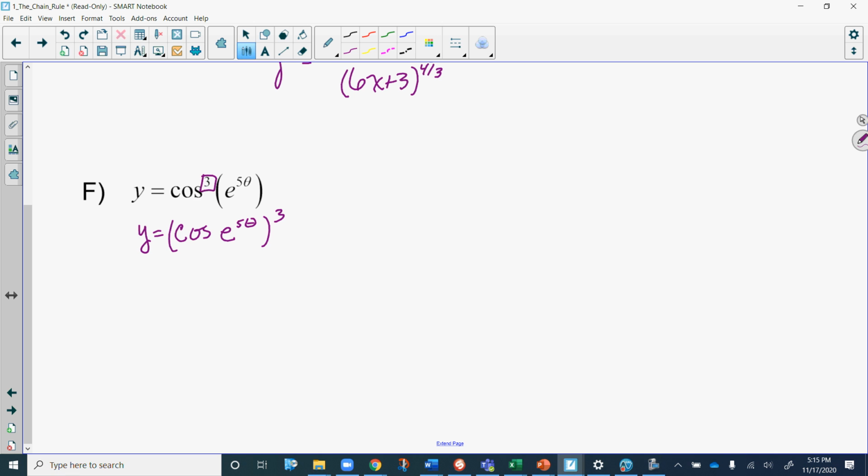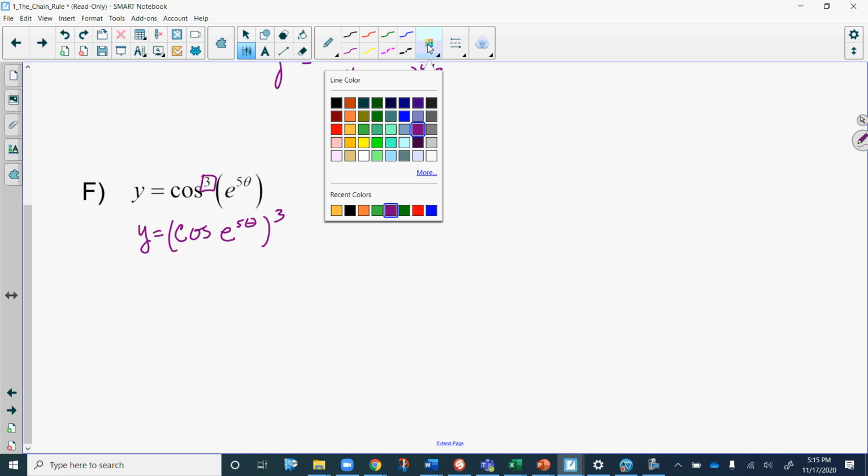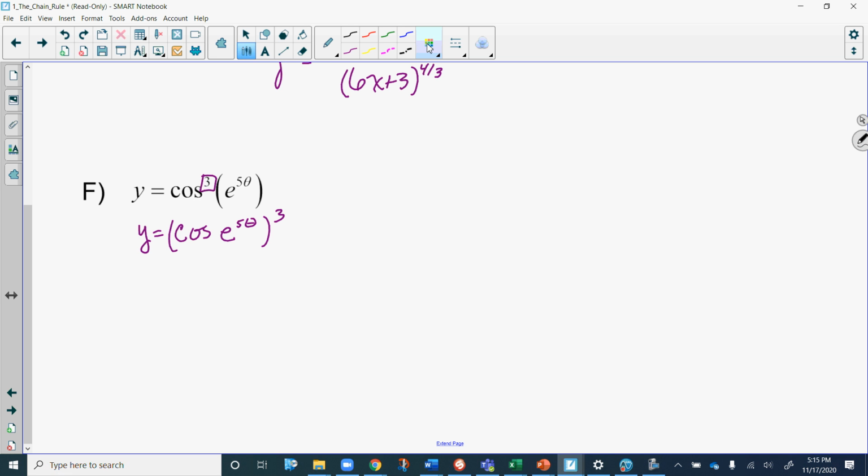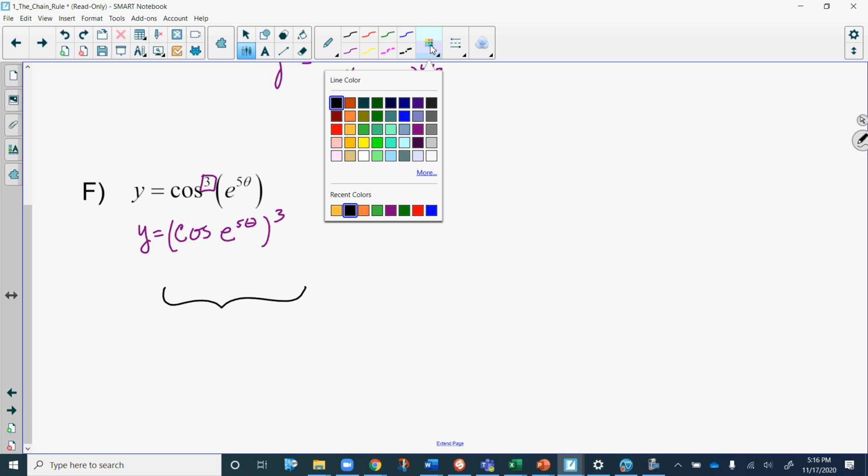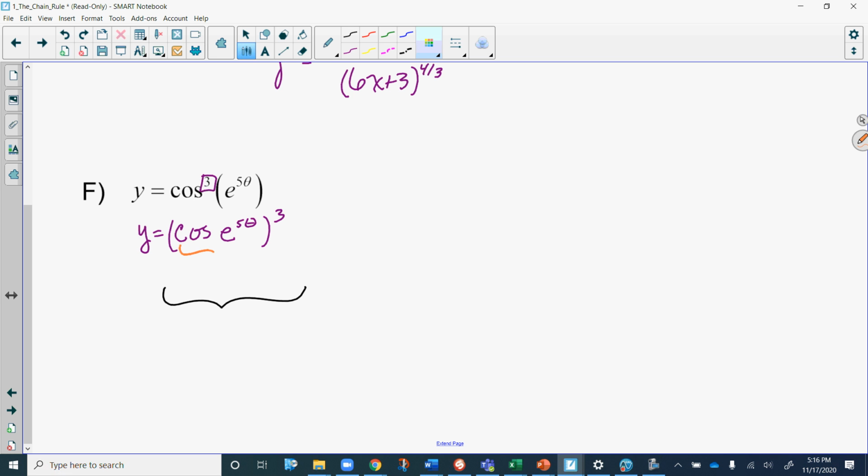Now, how are we going to use the chain rule multiple times? Well, let's go ahead and get some colors going here. The derivative of the whole thing is the whole quantity raised to the third power. So that's where we take the derivative of just the whole thing, the derivative of the outside part. Okay, well, I also have the derivative of the inside part, meaning just the cosine from cosine of e to the 5 theta power.